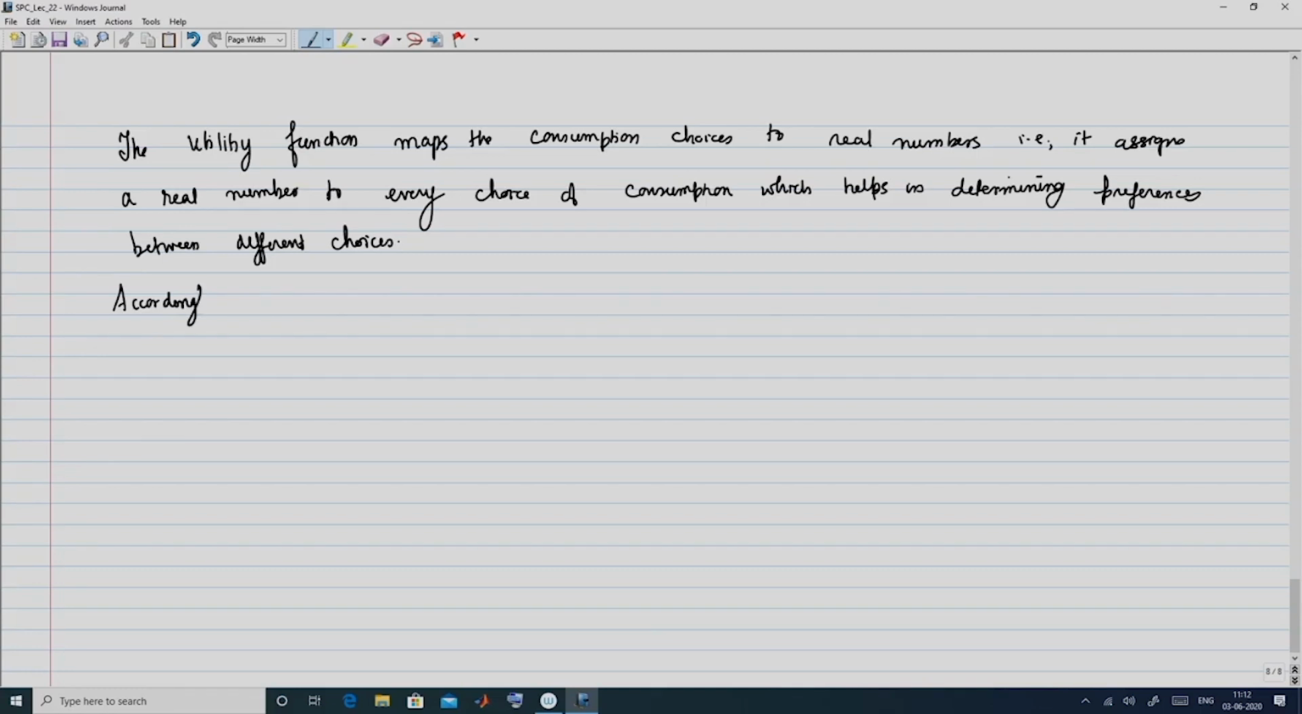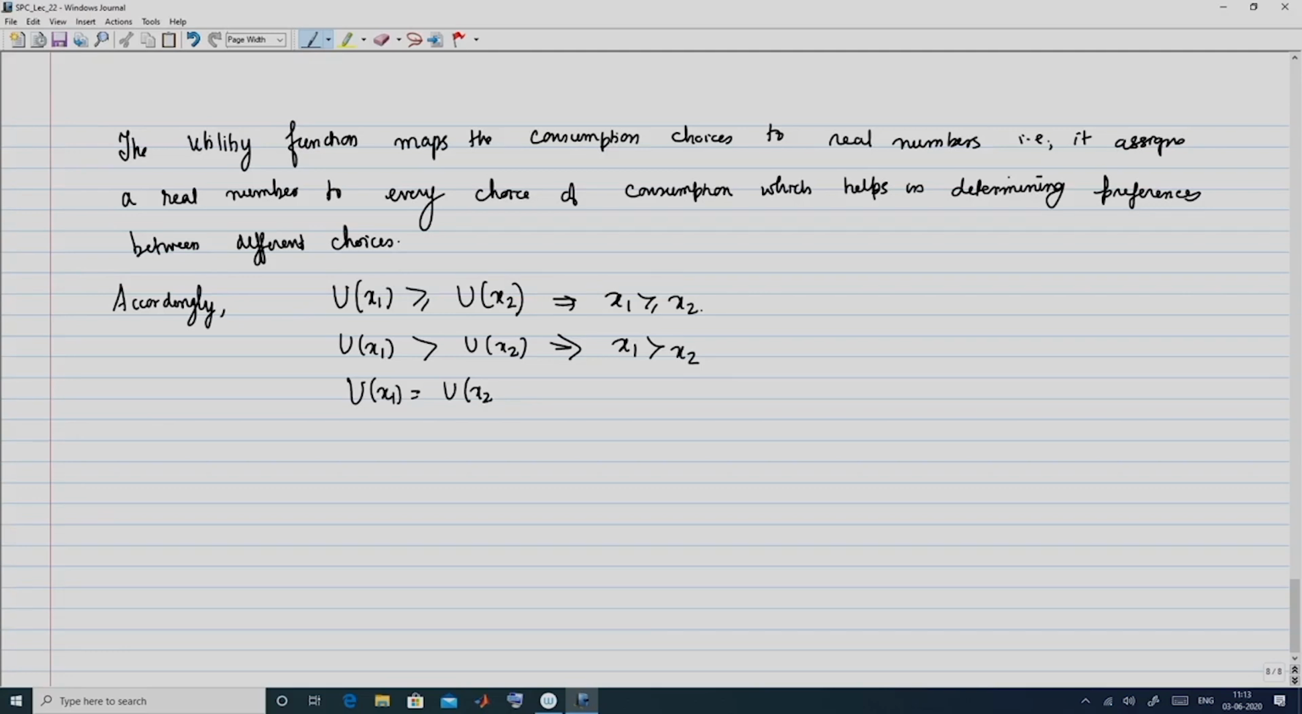So, accordingly, if u of x 1, that means the util of x 1, is greater than or equal to that of x 2, this will imply that x 1 is preferred at least as much as x 2. If u of x 1 is strictly greater than u of x 2, then it implies that x 1 obviously is preferred over x 2, and if u of x 1 is equal to u of x 2, this means that the investor is indifferent to the two choices x 1 and x 2.